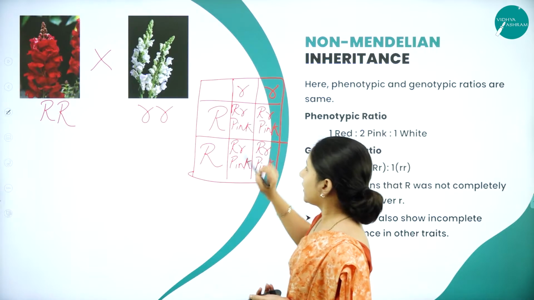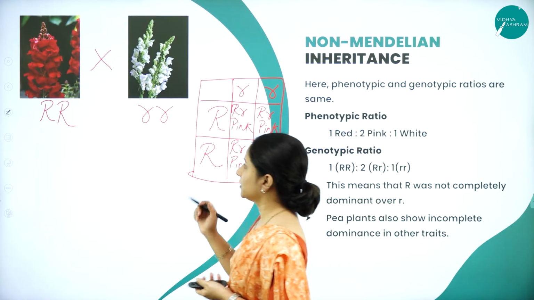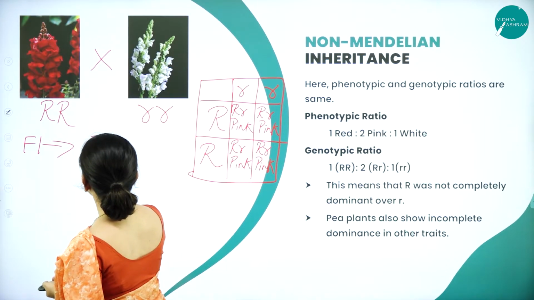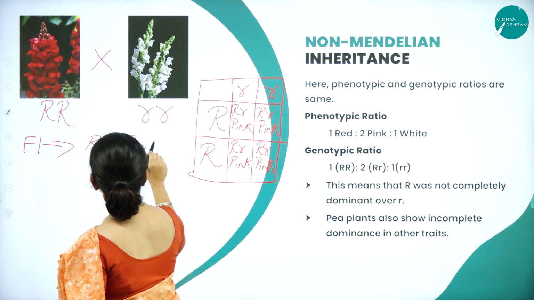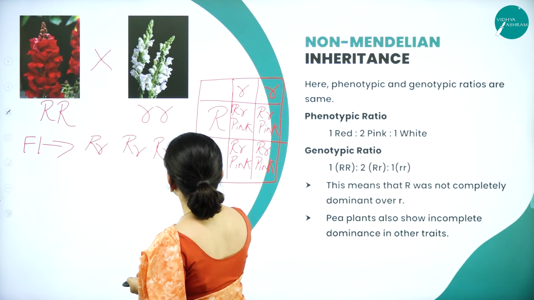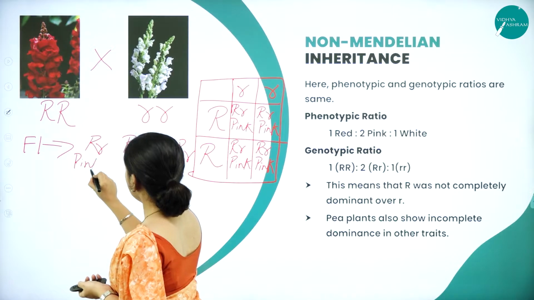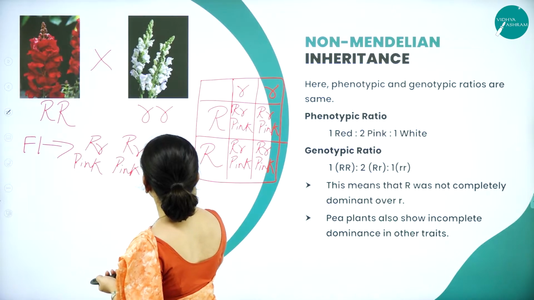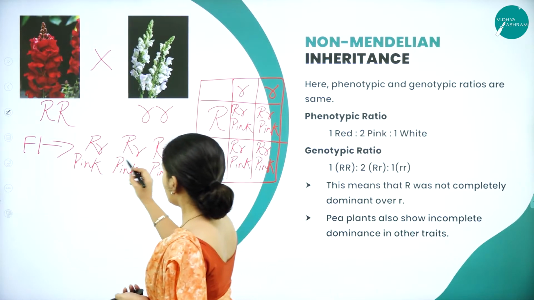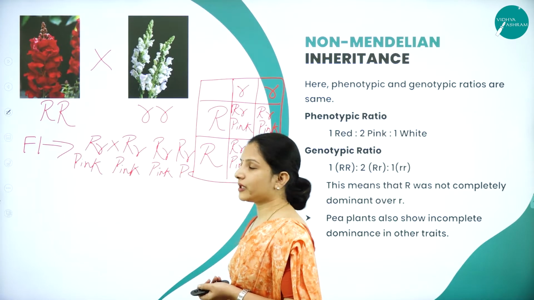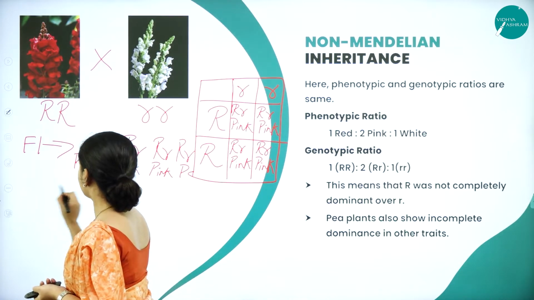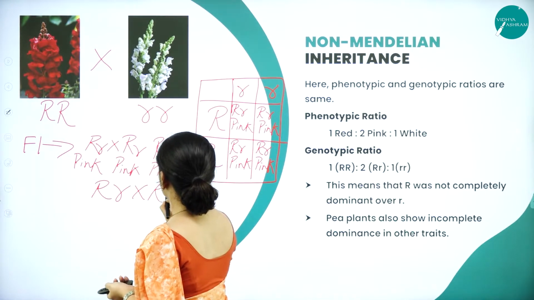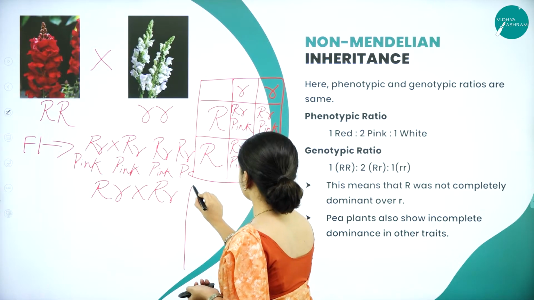So now this pink we will cross and see what will happen. In the F1 generation, all the flowers were pink in color. Pink flowers will be produced. So now a cross will be done between the F1 generation. In the F2 generation, when a cross is done between the parents of the F1 generation, we will see what will happen.